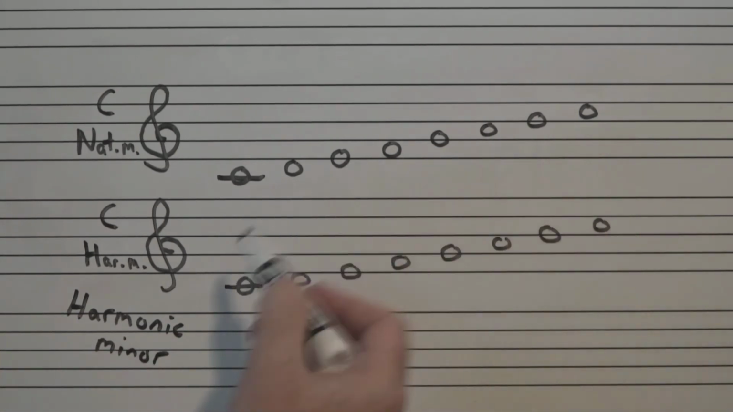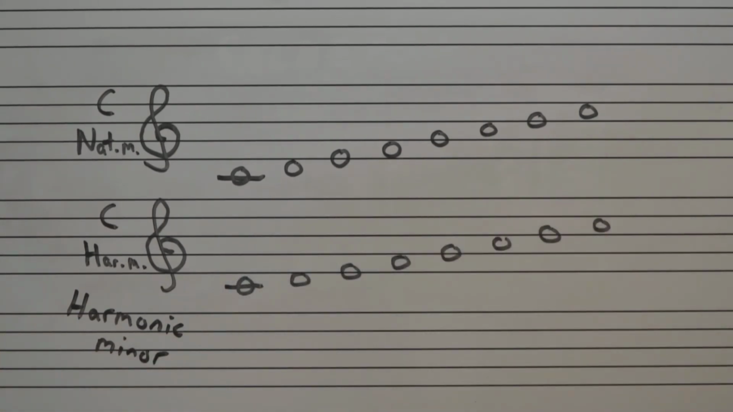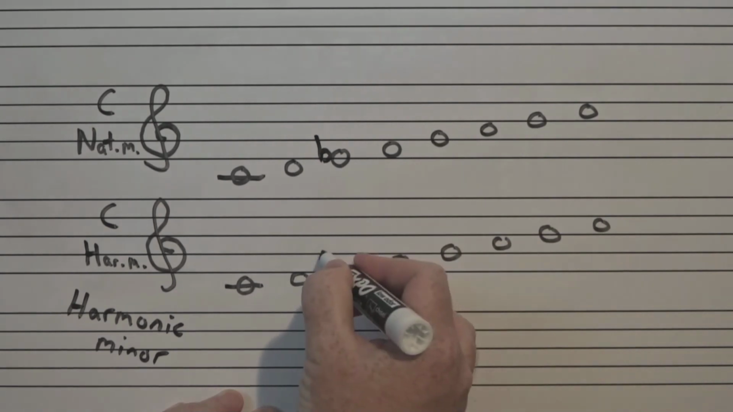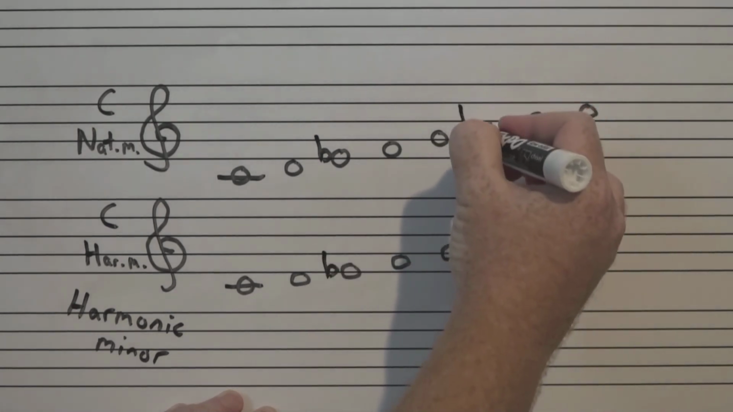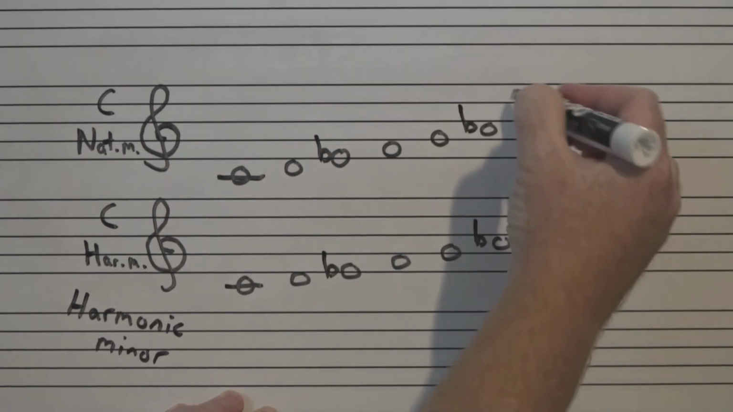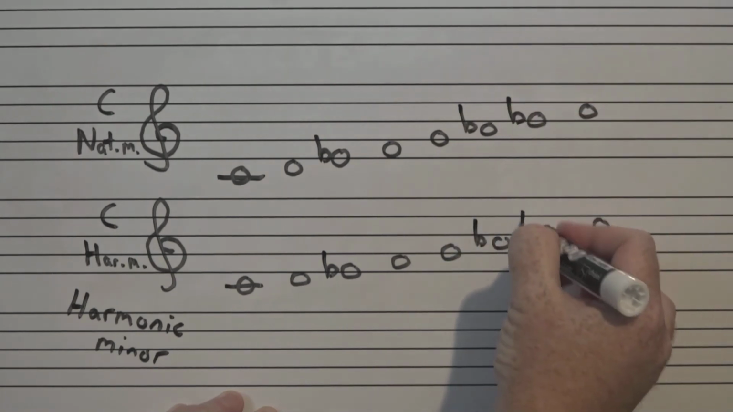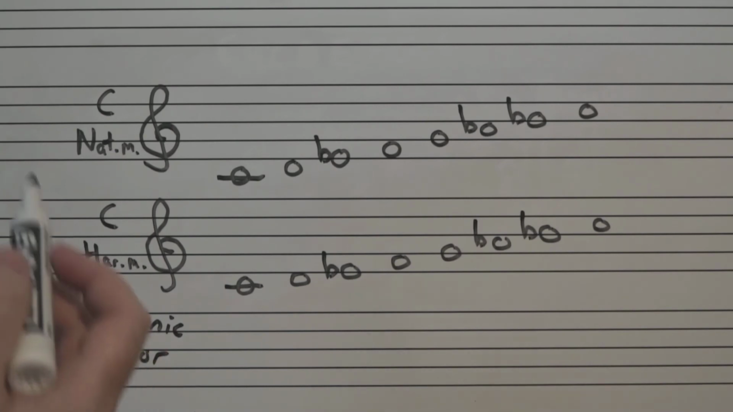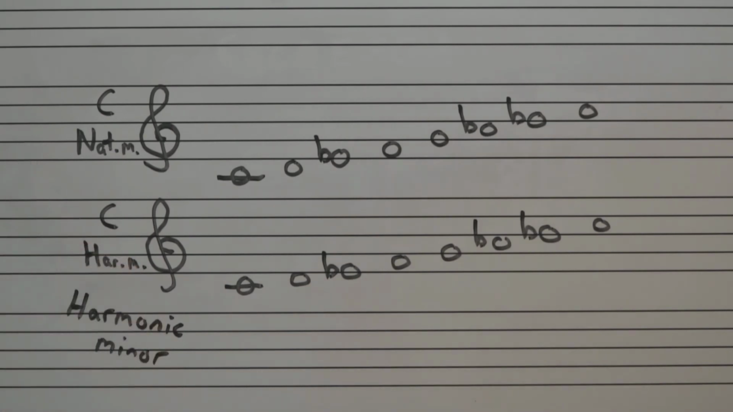So I have the C major scale. Let's first do that. Let's change the C major scale to a C natural minor scale by lowering scale degree 3, scale degree 6, and scale degree 7. So now we have two C natural minor scales.